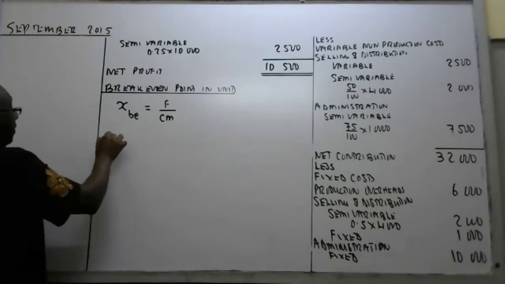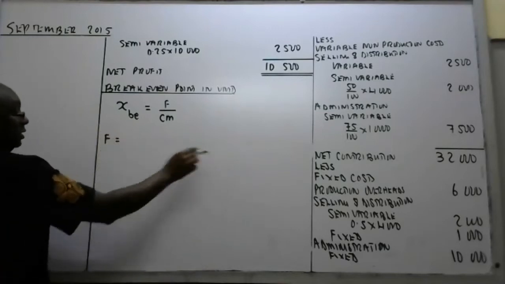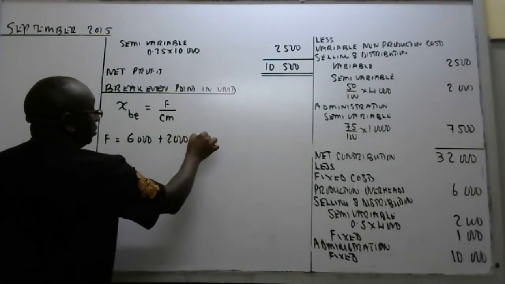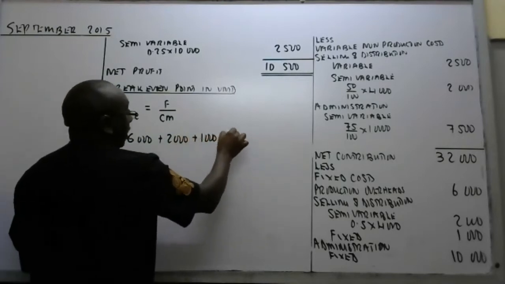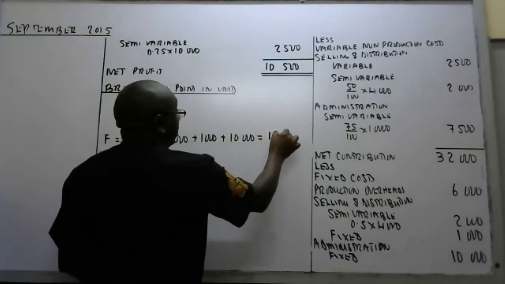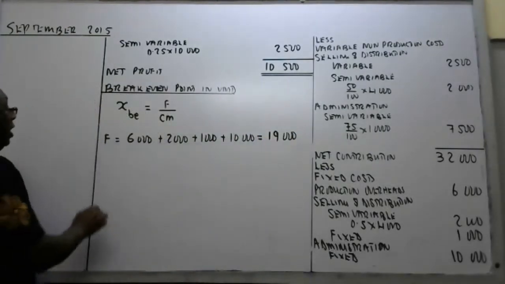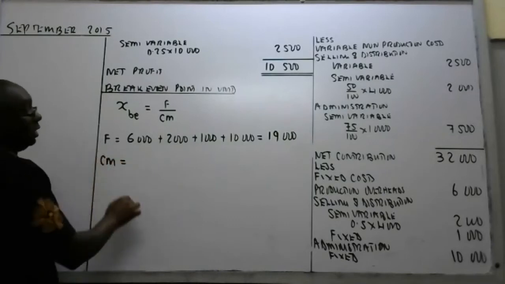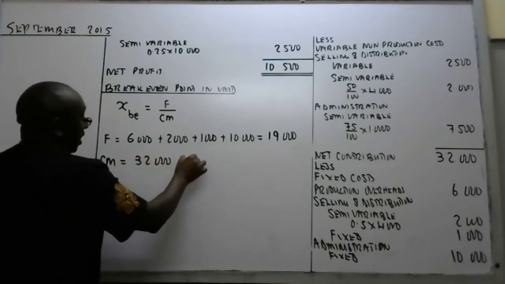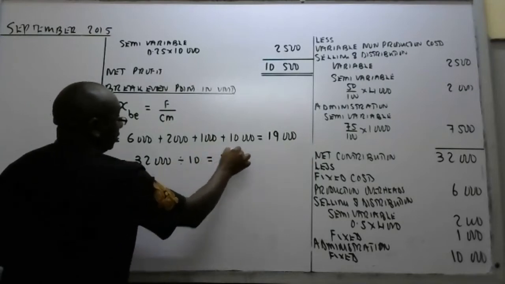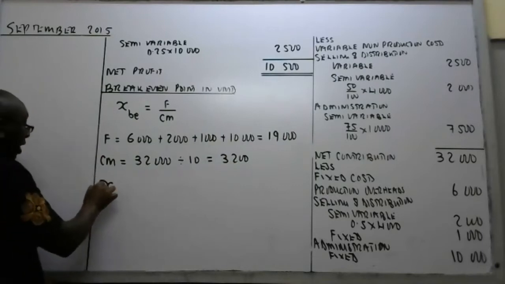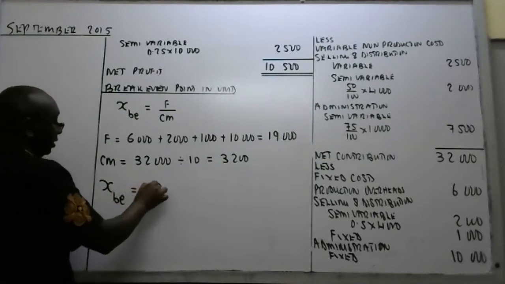So F is where you have the fixed cost, 6,000 plus 2,000 plus 1,000 plus 10,000. That is 19,000. Contribution per unit will be the net contribution, that 2,000, you divide by 10 units. That is 3,200. So XBE will be 19 million.